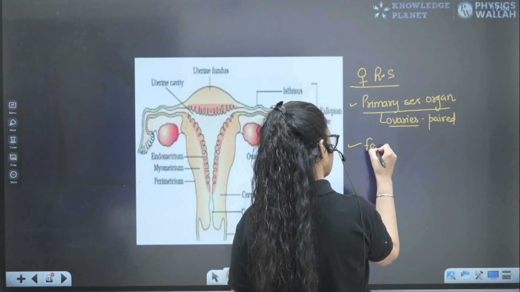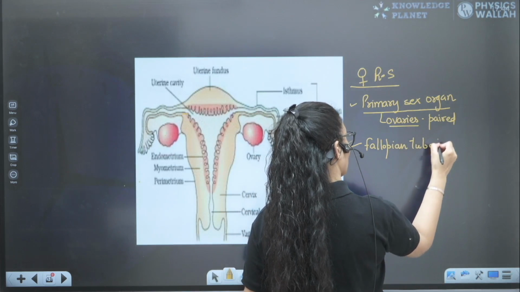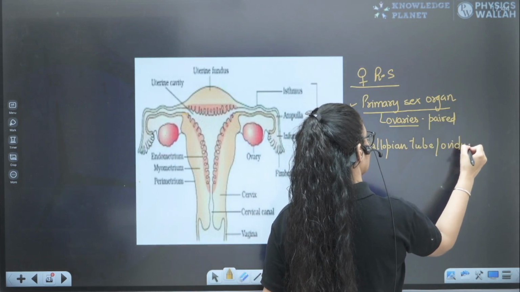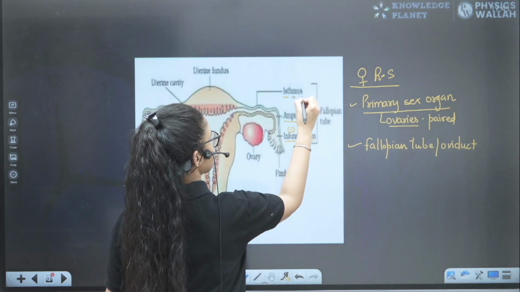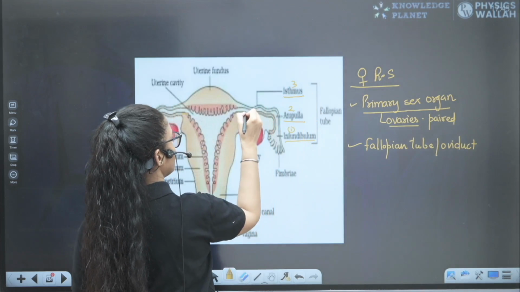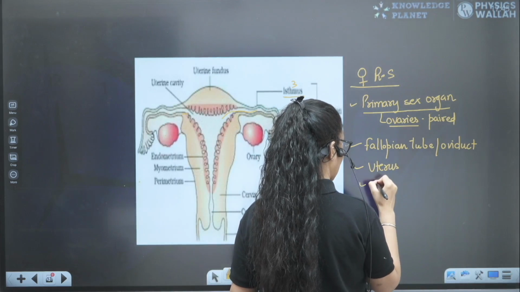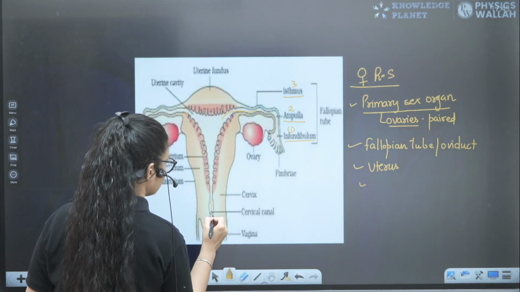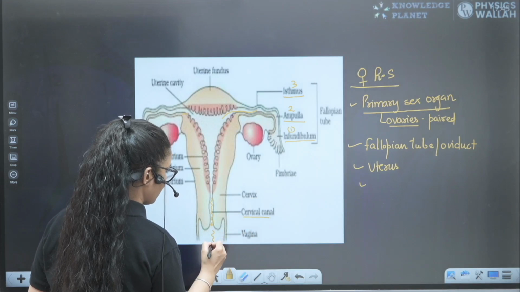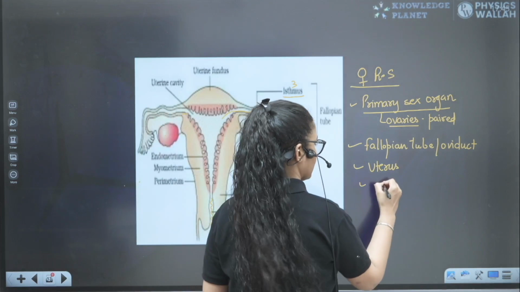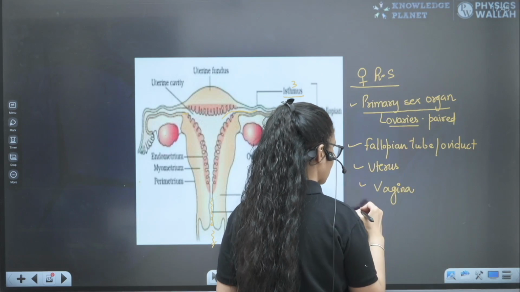Obviously the fallopian tube, or we also call it the oviduct, has three parts: the infundibulum, first part, the ampulla, and the isthmus, this is the third part. The isthmus finally opens into the uterus, right, where implantation happens. The uterus finally opens into the cervix, a narrow passage of the uterus known as the cervical canal, which finally opens into the vaginal canal. So the vagina is also an accessory duct. It's also part of the female reproductive system.